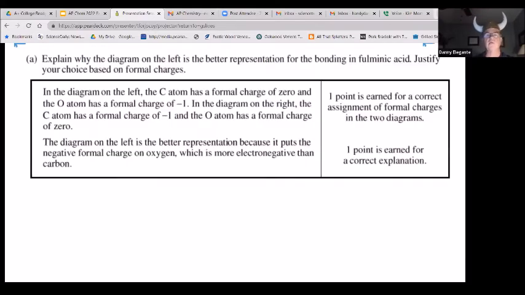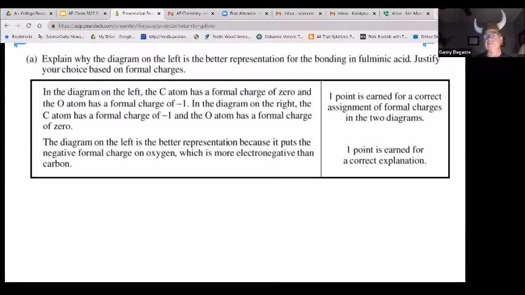So here's the answer for that first part. The diagram on the left, carbon has a formal charge of 0. The oxygen has a formal charge of -1. In the diagram on the right, the carbon has a formal charge of -1, and the oxygen atom has a formal charge of 0. And remember what I said, who gets to be negative? It should be the more electronegative element, which oxygen is more electronegative.